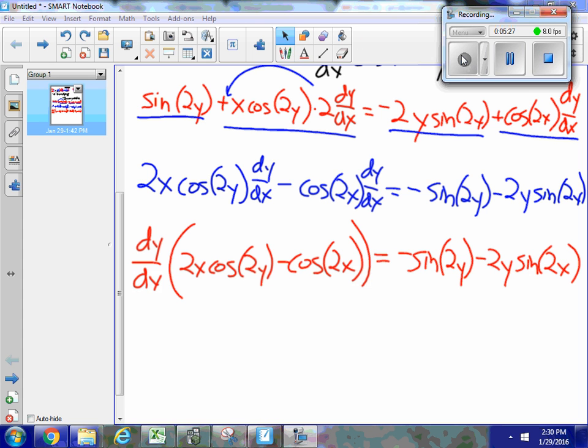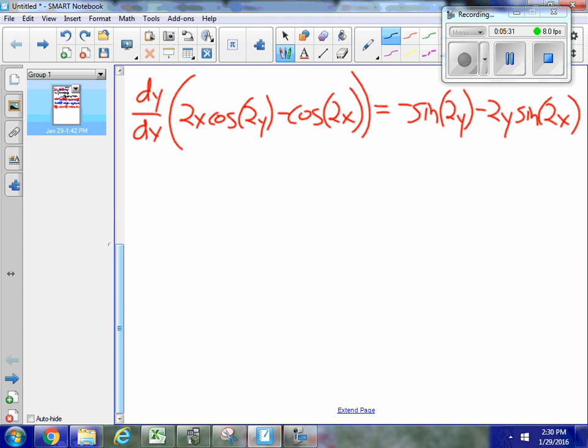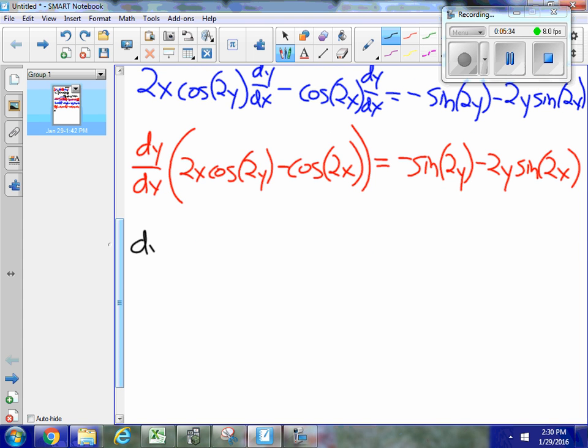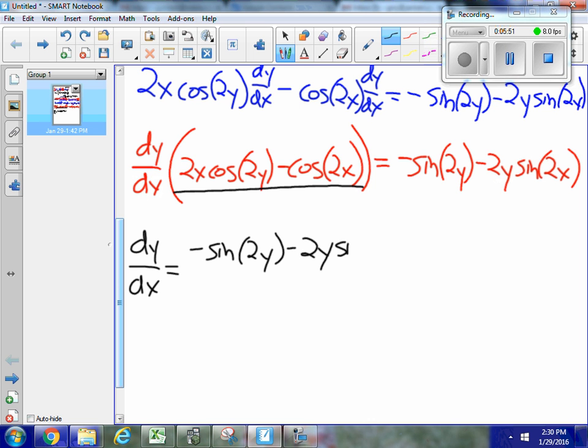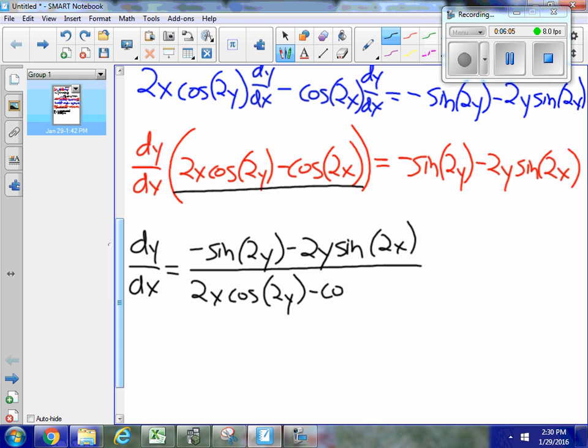And now doing some division. I have all by itself now the derivative of y with respect to x is equal to, I'm going to divide both sides by that, so it's going to be negative sine 2y minus 2y sine 2x divided by 2x cosine 2y minus cosine 2x.